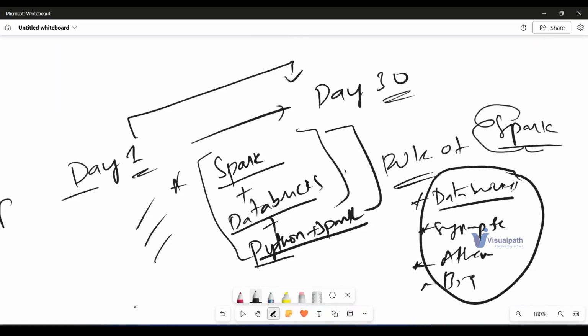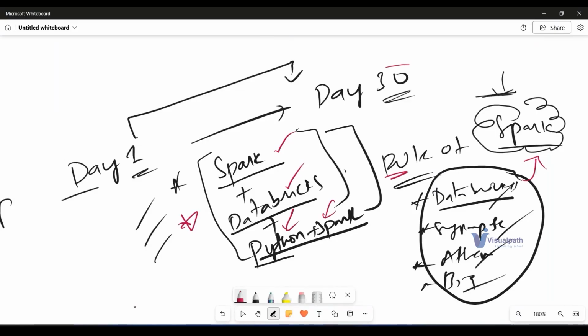Spark is the engine. That means if you can do programming with Spark, you can run on Databricks, you can run on Synapse, you can run Athena, BigQuery, Snowflake, you can run anywhere where the programming is done on Apache Spark. So you should be very, very strong in Apache Spark, some programming skills, and Python programming with Apache Spark. Then you will definitely rule the space. This should be the target by end of day 30.